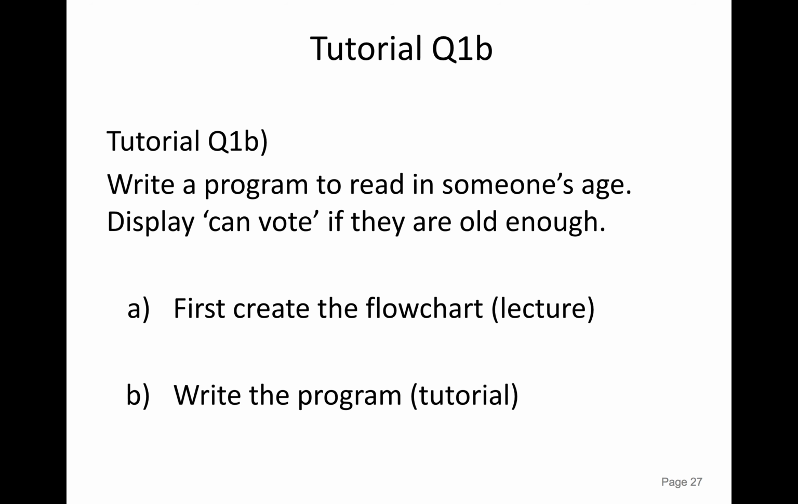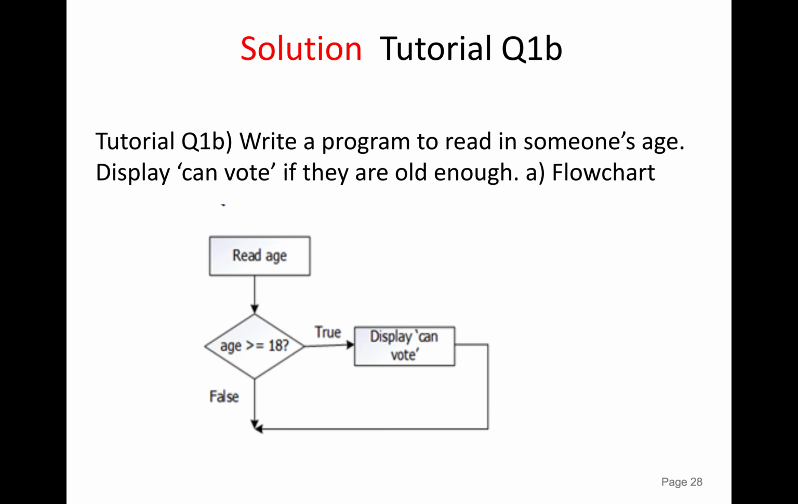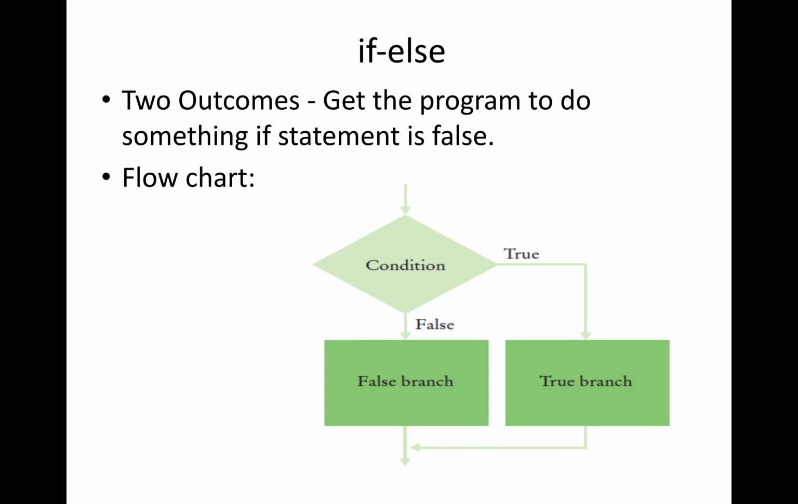Next exercise: write a program to read someone's age. Display can vote if they are old enough. First create the flowchart, next write the program. Solution: write a program to read in someone's age. Display can vote if they are old enough. So read age. If age is greater than or equal to 18, if it's true, then display can vote, else nothing. So let's see the if-else statement.